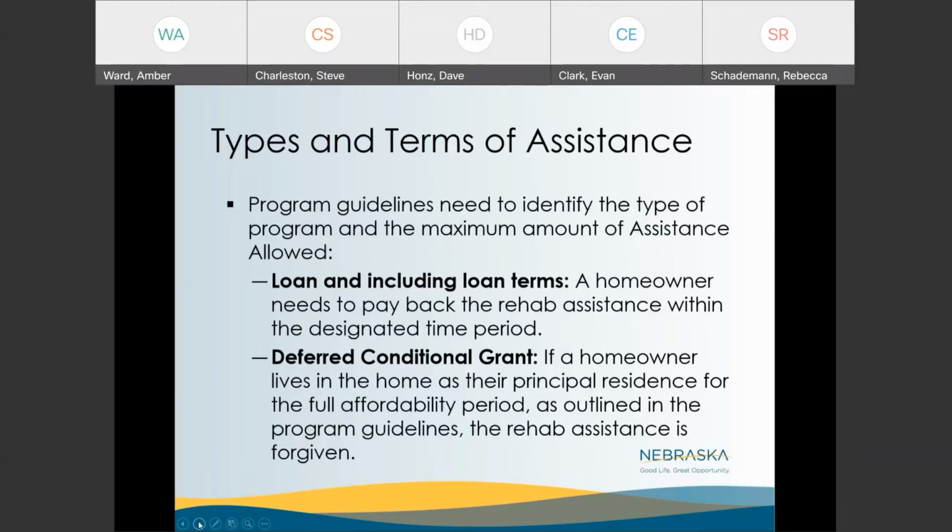Your types and terms of assistance: your program guidelines will need to identify the type of assistance and the maximum amount allowed. Is it a loan with terms to be paid back, so the homeowner has to pay back the rehab assistance within a specific time frame? Or are you doing a deferred conditional grant? If they live in the home for a specific period, the affordability period, is the rehab assistance forgiven, or partially forgiven? There are a couple of different options you can choose, but you have to identify within your program guidelines the terms and any potential payback terms.